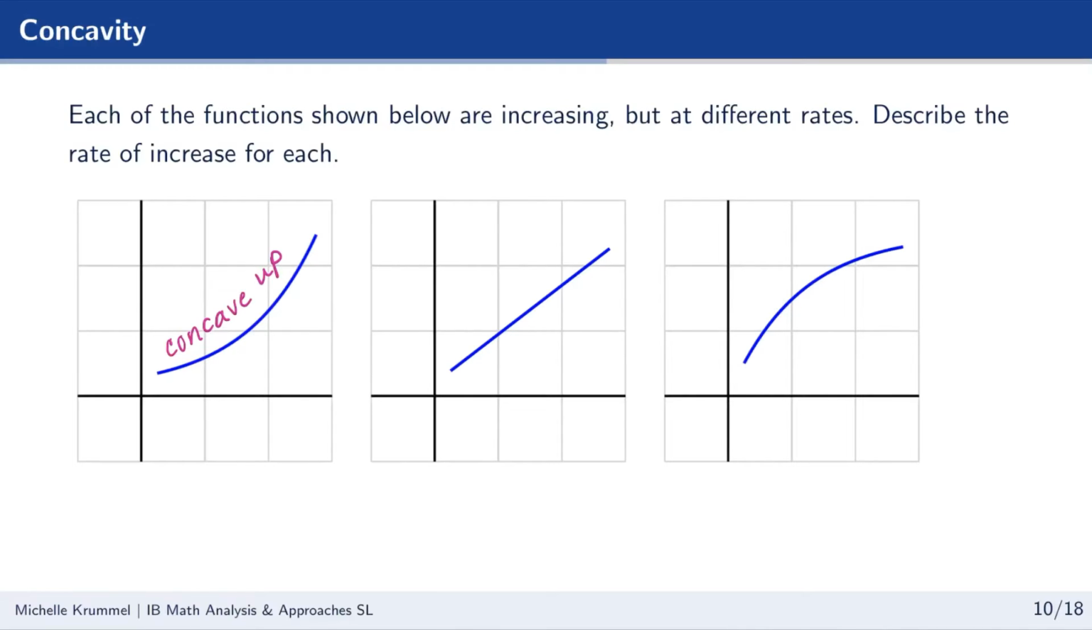In the center, we have a linear function, so that's neither concave up nor concave down. And in the third example, this curve is opening downward. Think of a parabola opening downward. This is concave down.